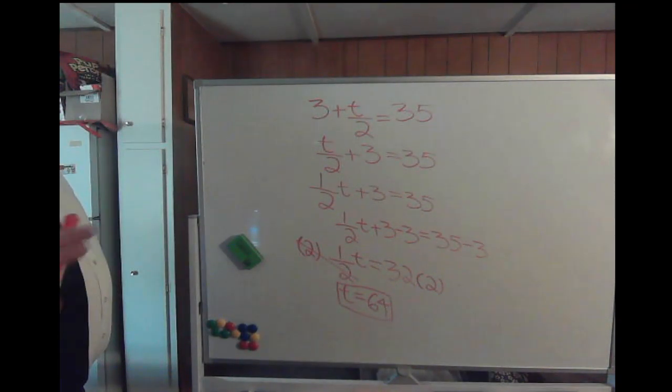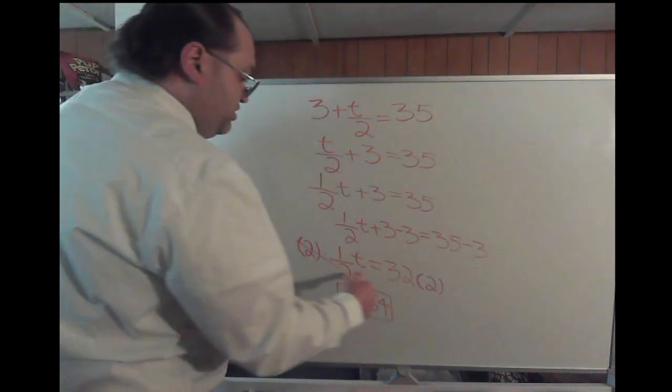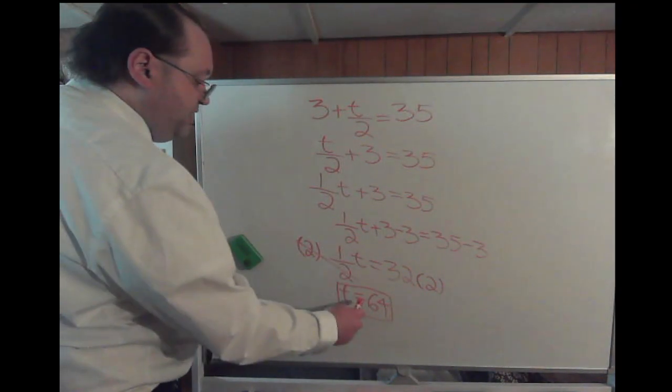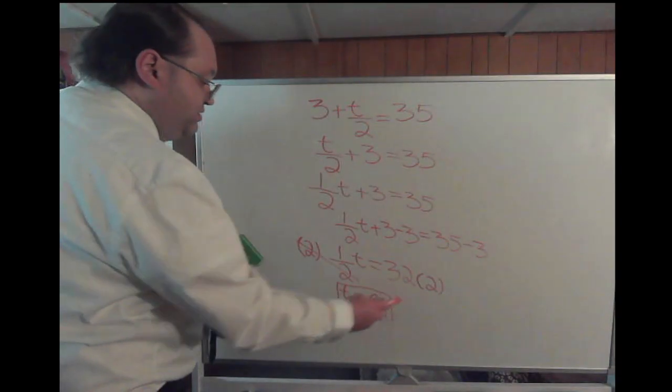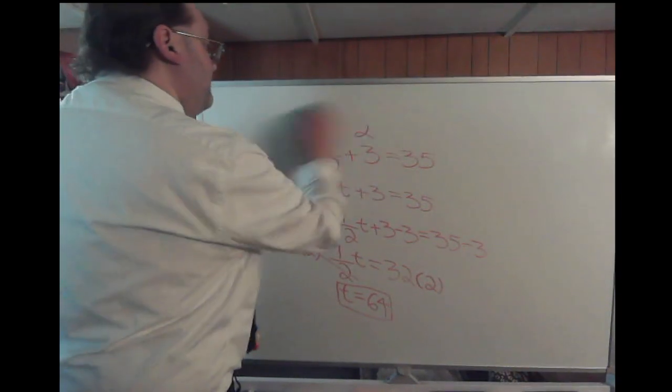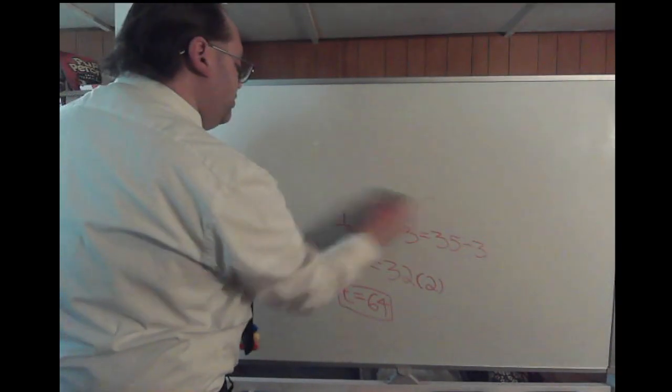But in order to get rid of the 1/2 t, we had to multiply by the reciprocal. Reciprocal of 1/2 is 2. So we multiplied both sides by 2. On the left side, the 2's cancel out. You were left with t by itself. And then 32 times 2 is 64. So t is 64. I got more.